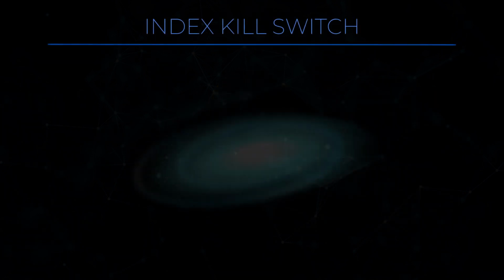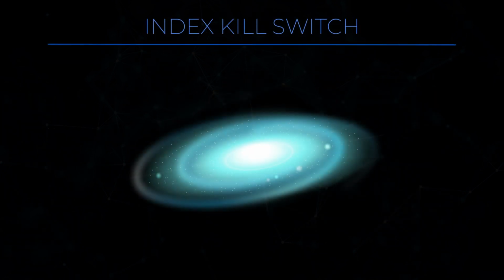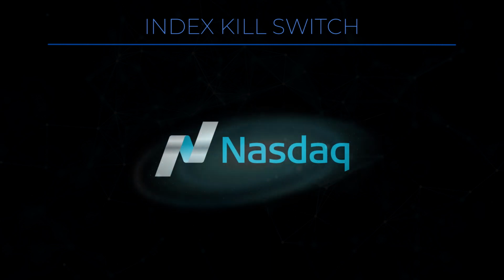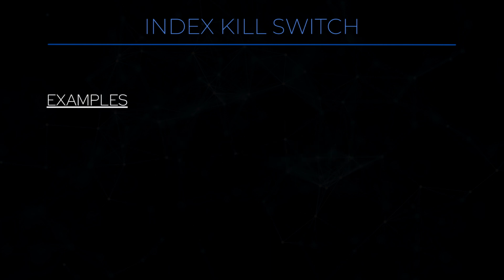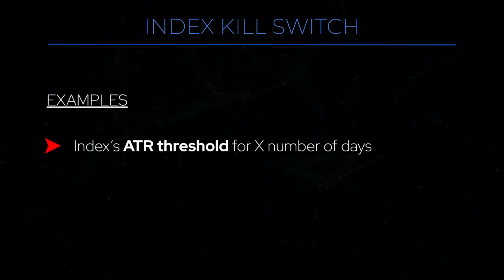Fifth technique on our list today is the index volatility kill switch. Let's assume that you are trading a system that targets stocks pertaining to the Nasdaq universe. Instead of monitoring the volatility of your system itself, as we did in the previous technique, you could monitor the proxy within which it trades, so in our case, the index. Implementing a volatility kill switch could take the form of an ATR threshold past which you would liquidate all of your holdings and stop trading altogether until the index's ATR goes back under that threshold for X number of days, for example.